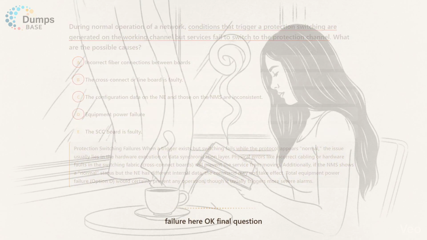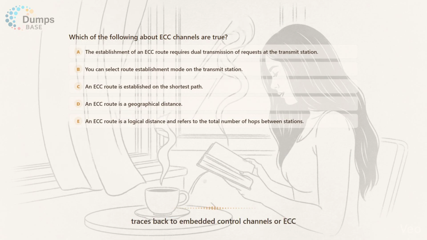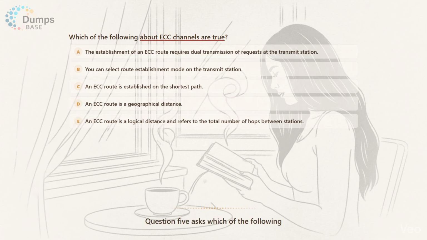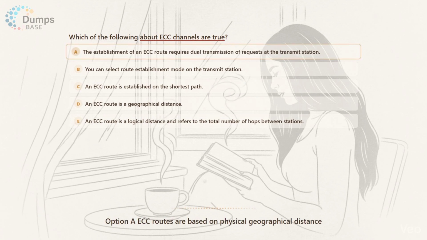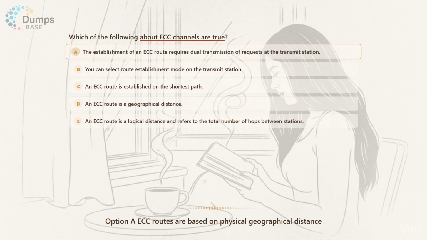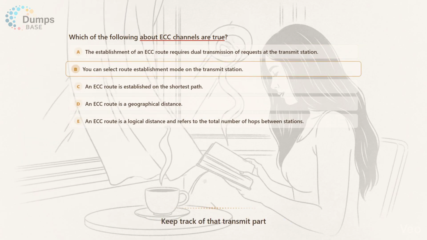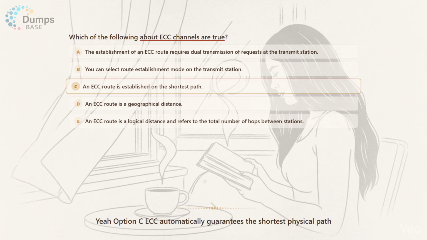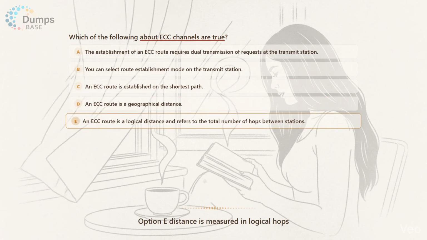Okay, final question. That data inconsistency from question 4 often traces back to embedded control channels, or ECC. Question 5 asks, which of the following statements about ECC routing are correct? Option A, ECC routes are based on physical geographical distance. Option B, the route is selected at the transmit station. Keep track of that transmit part. Yep. Option C, ECC automatically guarantees the shortest physical path. Option D, routes are established based on the lowest M and E address. Option E, distance is measured in logical hops.